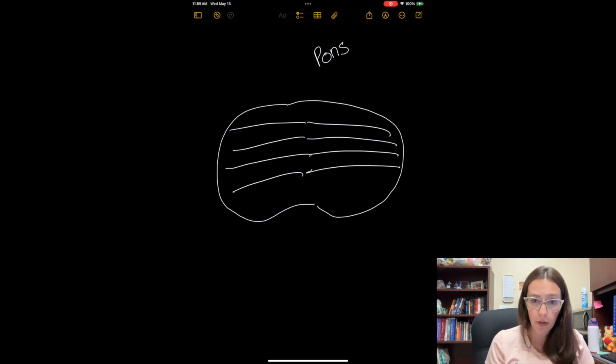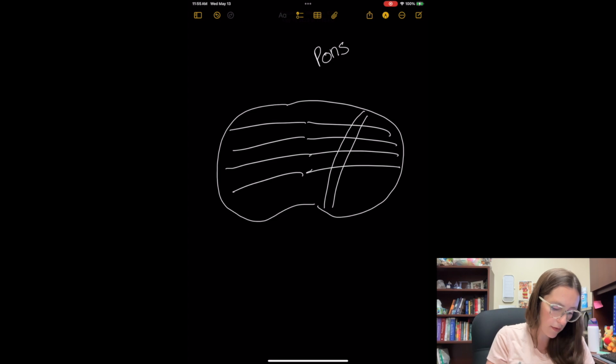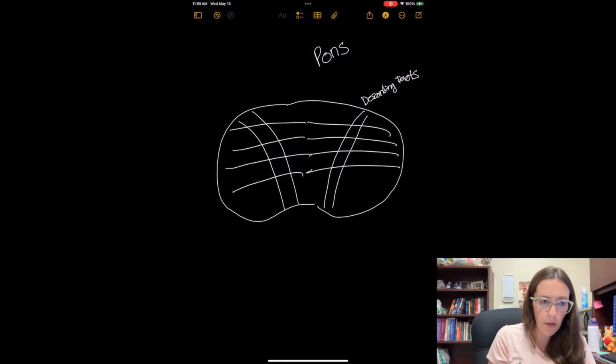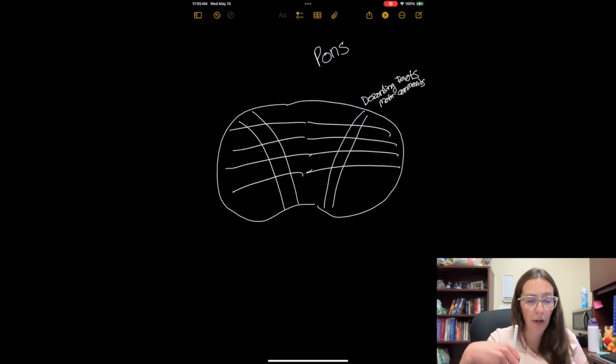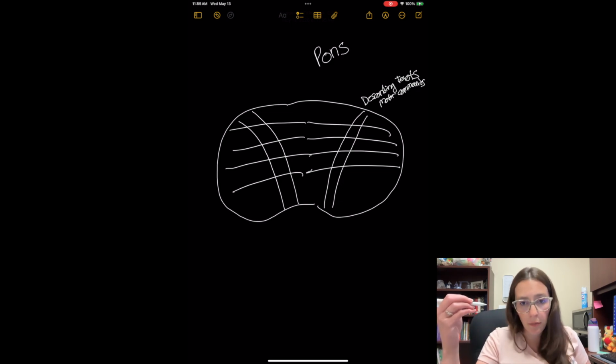And we have a few different tracts that I want to make sure that we are familiar with. So we have, kind of hidden, descending tracts. These descending tracts are going to be primarily communicating motor commands that will later go all the way down through the spinal cord, and they're coming from higher order regions like the cerebellum and the cerebrum.